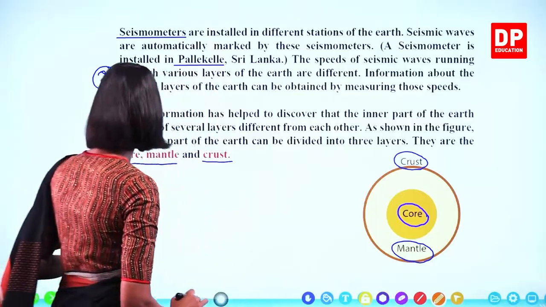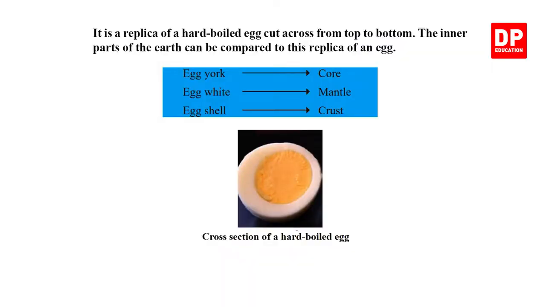We'll move on to the next. Right, children? What you all can see here, this is a cross-section of a hard-boiled egg, right?